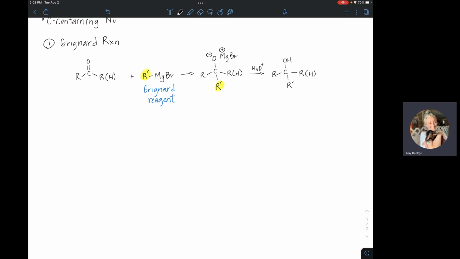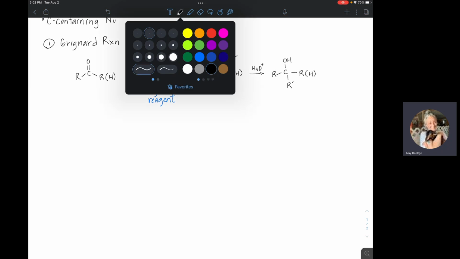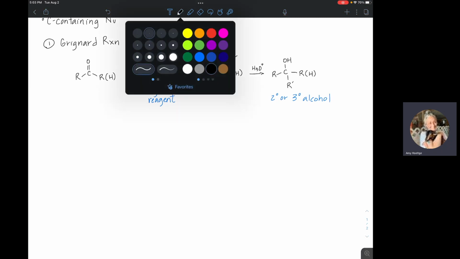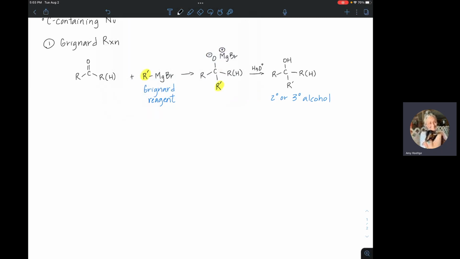So now, depending on whether or not you have an aldehyde or a ketone, you're going to get either a secondary or a tertiary alcohol. When formaldehyde reacts, you can get a primary alcohol, but any other aldehyde where you have another R group, an alkyl group, you'll get a secondary alcohol. If you have a ketone, you'll get a tertiary alcohol.